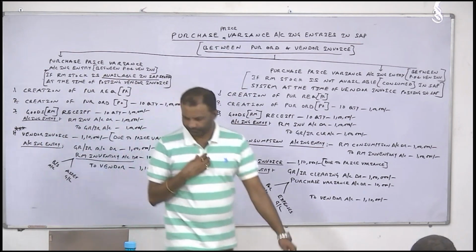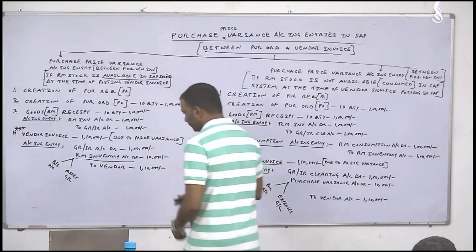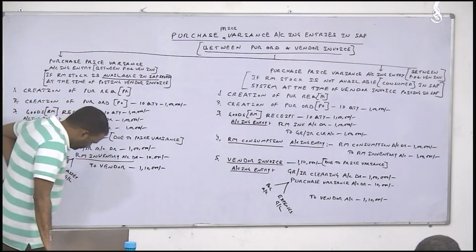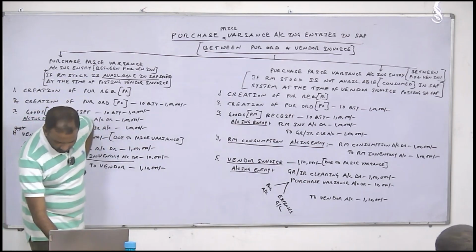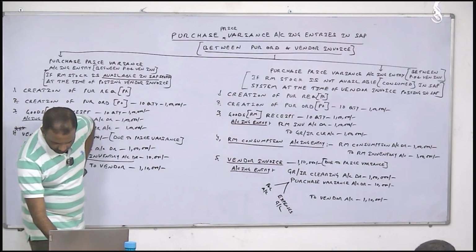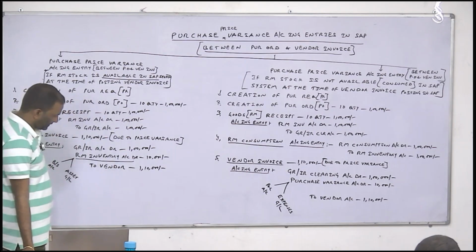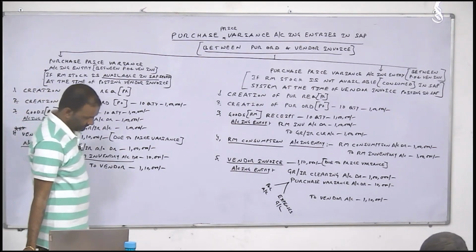So the case where stock is available at the time of invoice receiving is the first case. If the stock is already consumed at the time we receive the invoice, this is the second case.